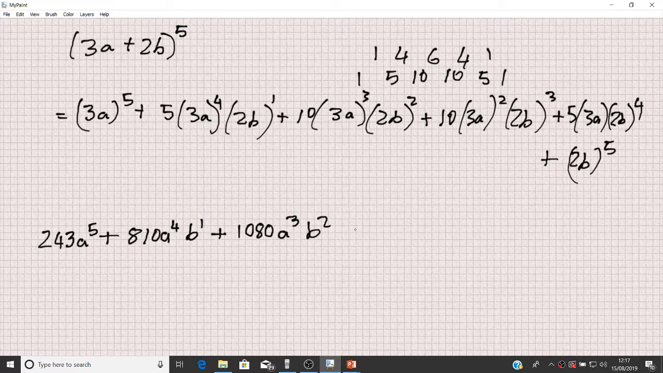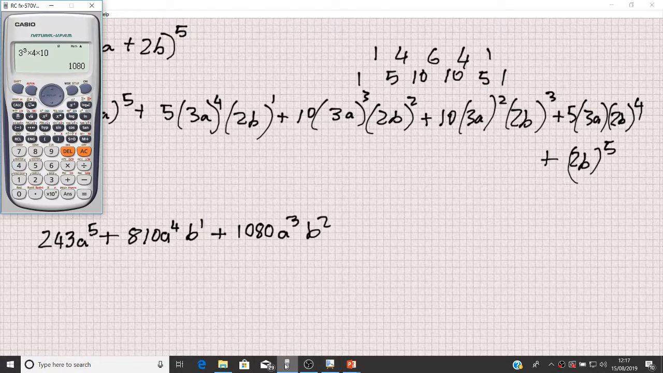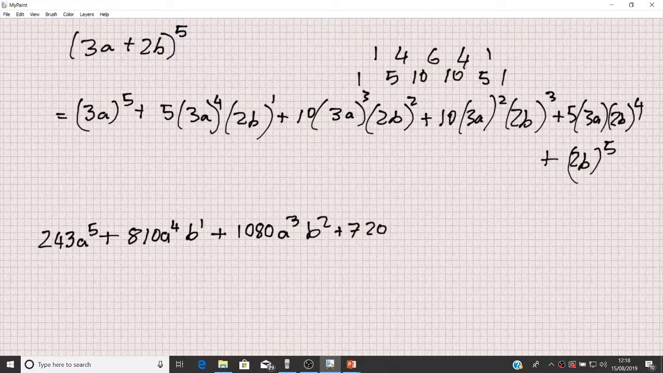The next term is 2 cubed times 3 squared times 10. That's the coefficient. We'll have a look at that. So we have 2 cubed times 3 squared, just call it 9, times 10 is 720. So we have 720 a squared b cubed.